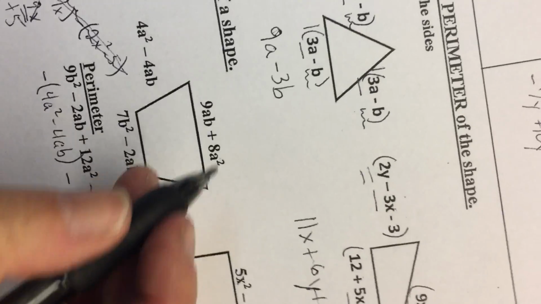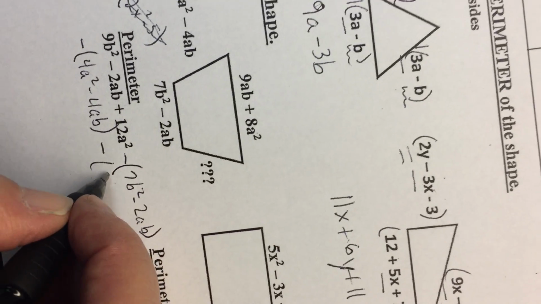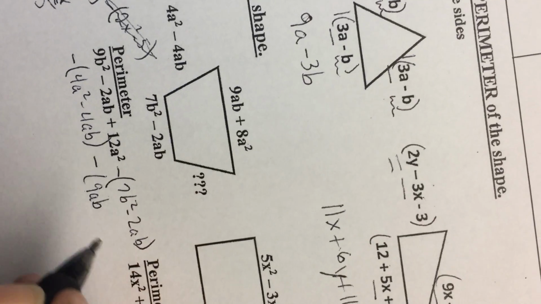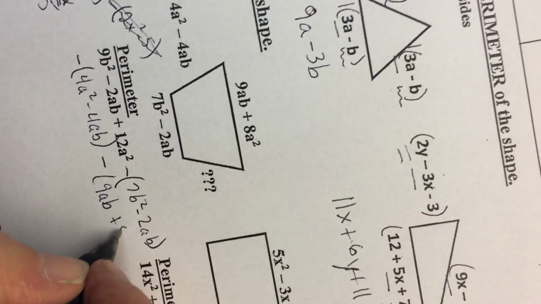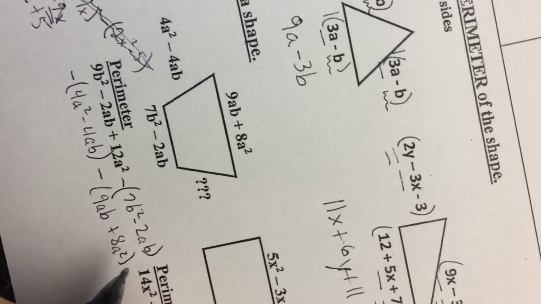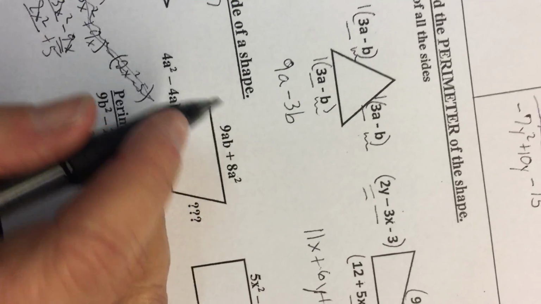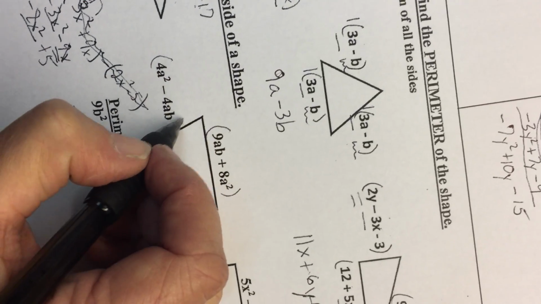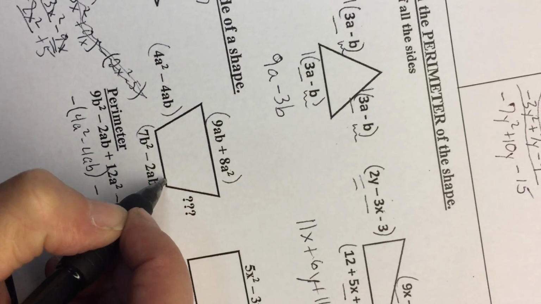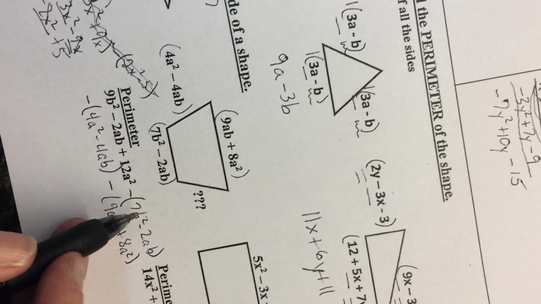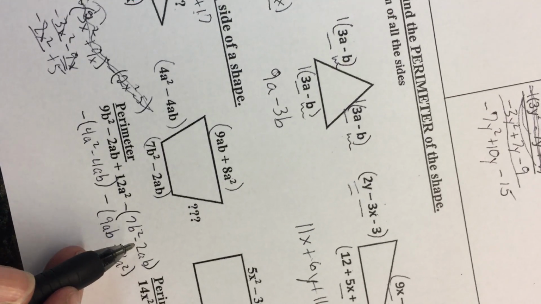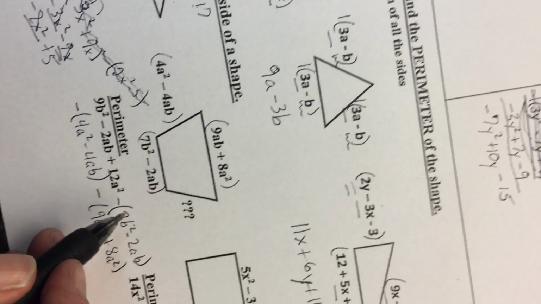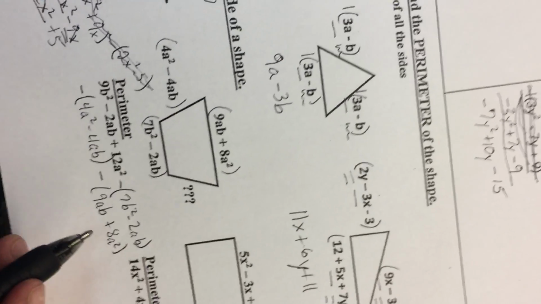I'm going to subtract the last side, 9ab plus 8a squared. So in geometry, whenever they give you these expressions for the sides, just put parentheses around them before you ever get started. It will keep you from making a mistake. Because if you didn't have parentheses around these and you just put a minus sign, you would think that was just minus 7b, and you won't switch the sign of the other ones, because we have to distribute that negative sign to everything in there.